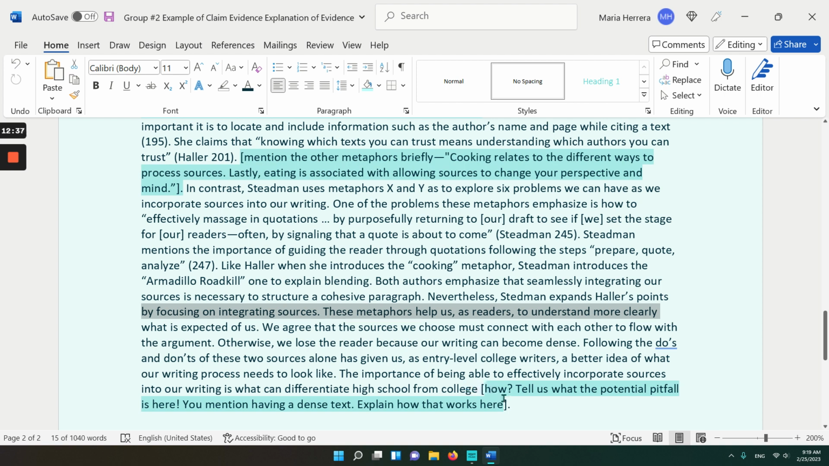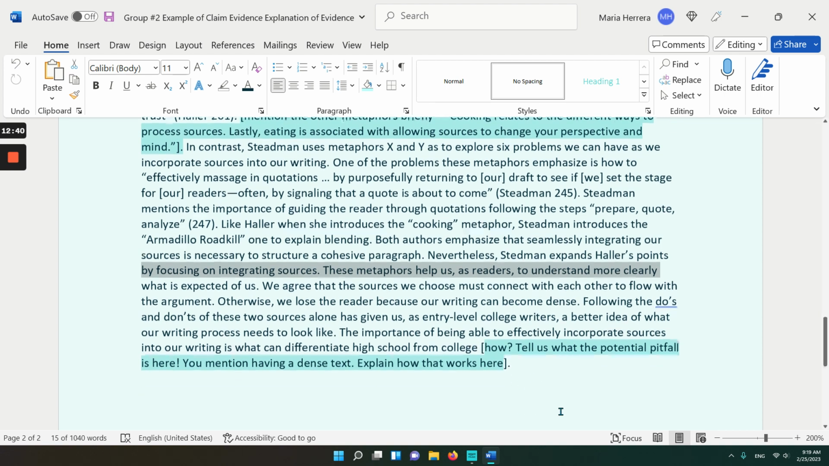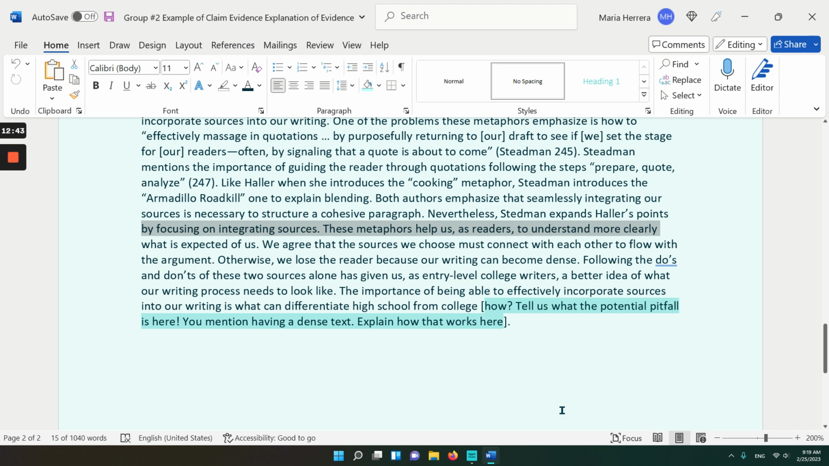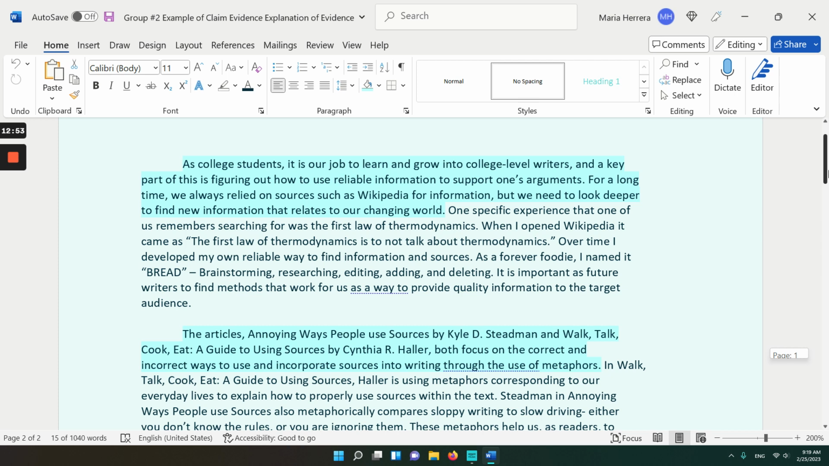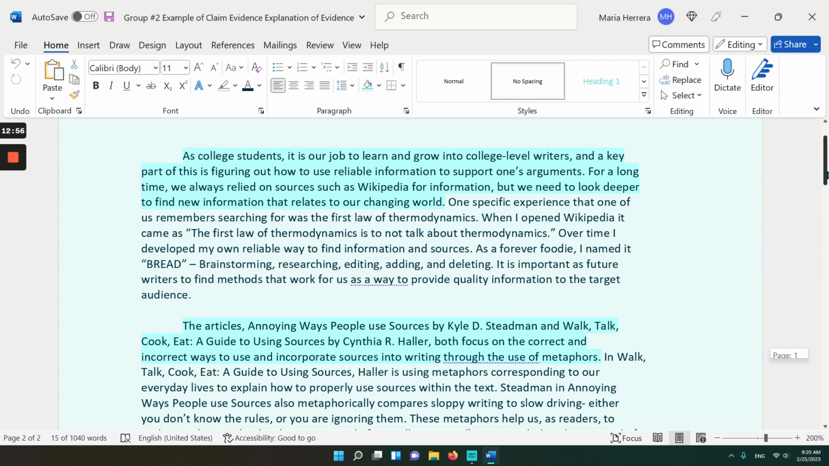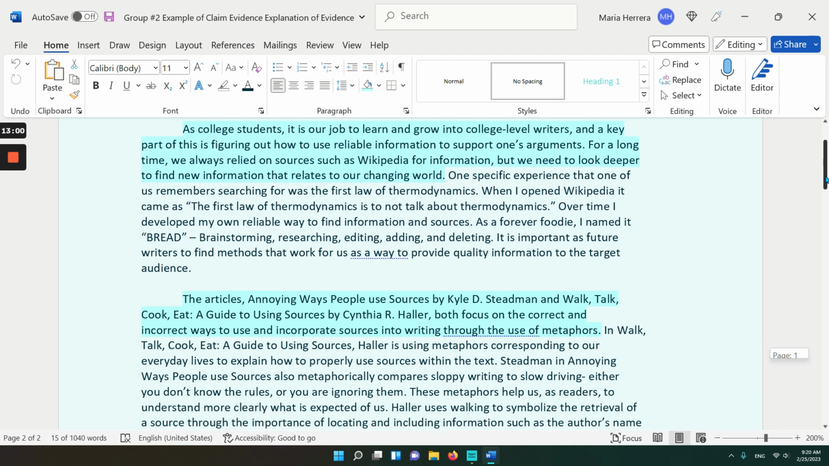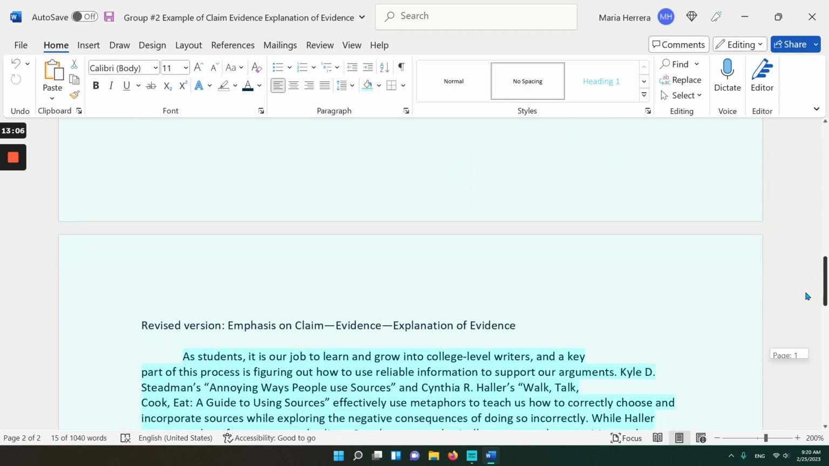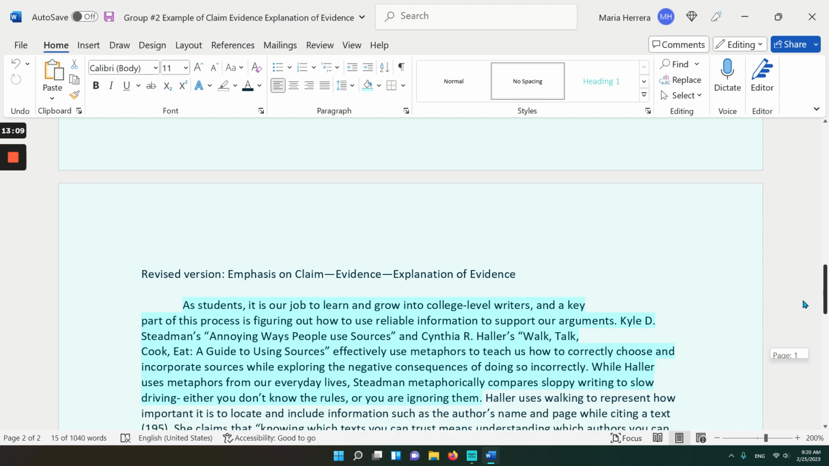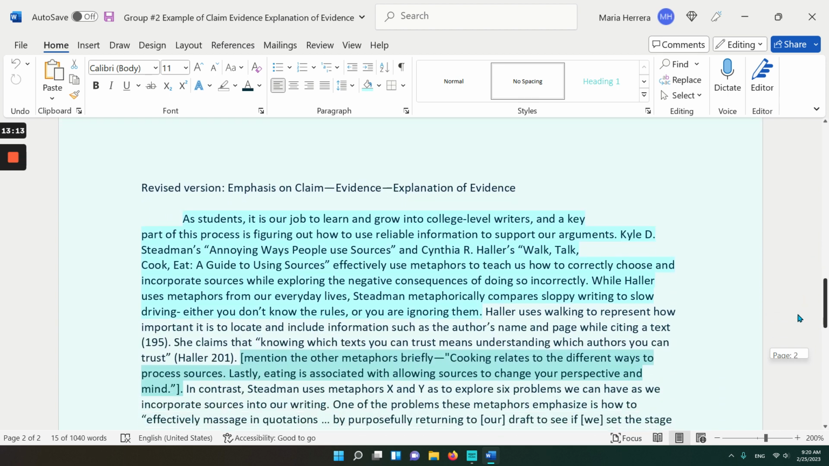And then, of course, I go and ask the question, how? Tell us what the potential pitfall is here. You mentioned having a dense text. Explain how that works. So you see how we have a paragraph that is full of very rich, very interesting ideas, and we just need to rearrange it into the claim, evidence, explanation of evidence so that we can have a consistent pattern, okay? A consistent pattern that will actually guide the reader through each paragraph. The moment the reader looks at those first sentences over there, yeah, I know what this is going to be about. Now, of course, here I'm going to be talking specifically as if I were a member of the group.